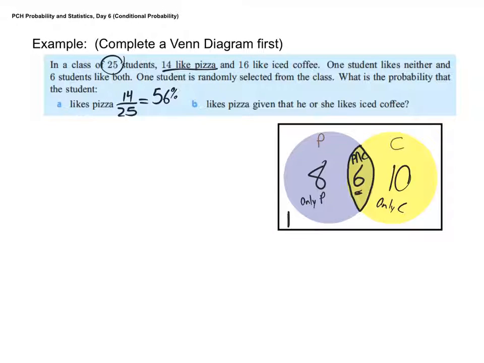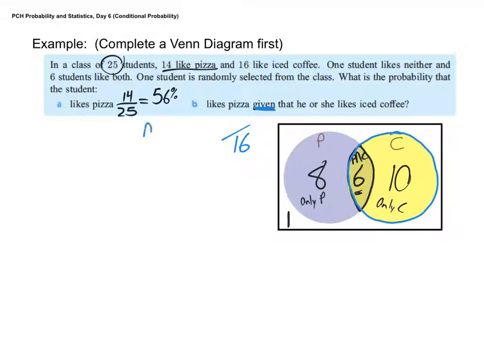Okay? So now here's the conditional probability. Given that he or she likes iced coffee. Let's change colors here so we can differentiate. Okay? Given that they like iced coffee. So what we just did here is we narrowed our sample space down. The given just narrowed the sample space down to these 16 people. Right? So we know that our probability is going to be out of 16.